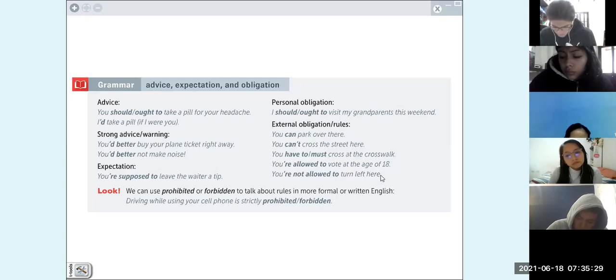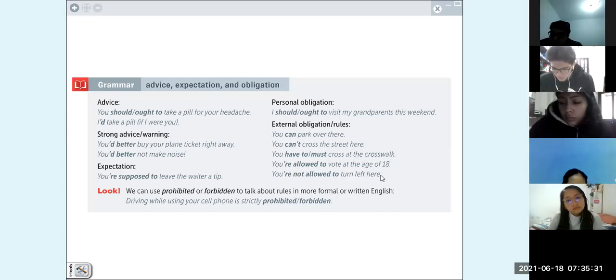You can't turn off your camera during the class. Yes, very good. You can't, or you are not allowed to turn off your camera. Okay. For example, you can't arrive late after 7:15, right? You are not allowed to enter the class after 7:15, right?